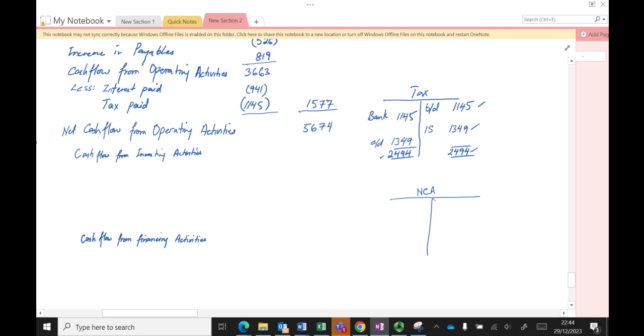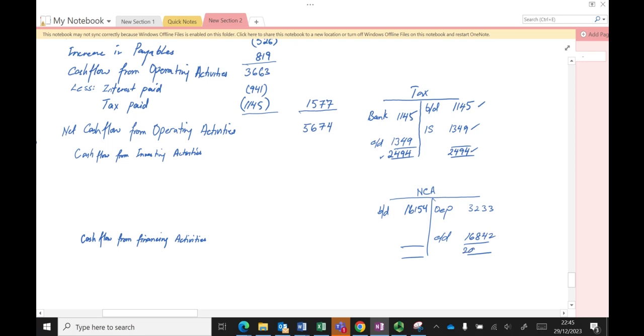Non-current asset. Because it's an asset account, the opening balance will be on the debit side, 16154. The depreciation will be on the credit side, 3233. I'm getting all these figures from the statement of financial position and the income statement, which I have shown you already. And the closing balance of the non-current asset will be 16842.